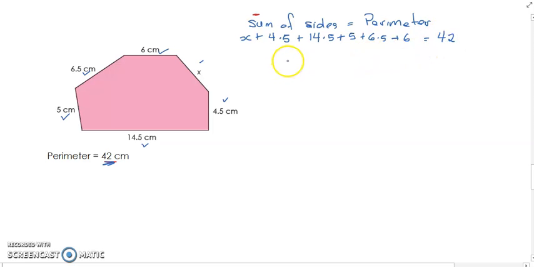Let us check that we have all the sides. There are 1, 2, 3, 4, 5, 6 sides. So we know we have written them all out. Now we have to add these numbers together. We have x, and we can't add it to anything because we don't know what it is. Then we're going to add 4.5 plus 14.5 plus 5 plus 6.5 plus 6, and we're going to see what we get.